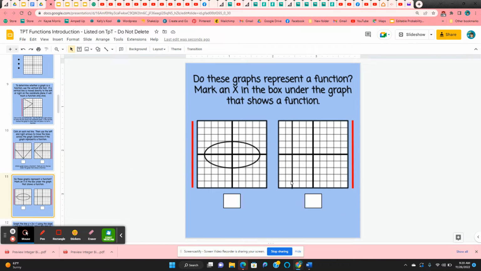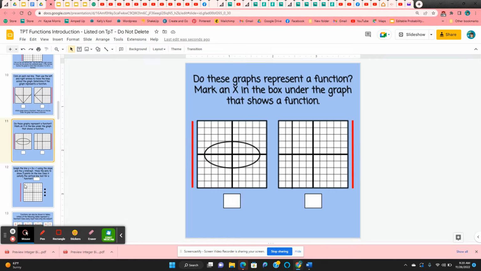This one is a vertical line, so that means it cannot be a function, because it touches in several locations. So again, they're going to move those red lines. So neither one of these is a function.